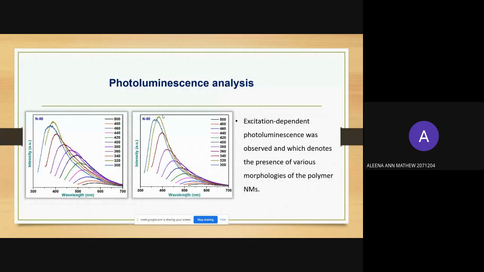So photoluminescence analysis, the spectra provides the optical properties of the material at different excited electronic states. The spectra disclose the connection between the excitation wavelength relative to its emission wavelength. Due to the absence of emission centers, non-conjugated polymers like polyvinyl alcohol are intrinsically non-fluorescent. PL emission of synthesized polymer nanomaterials in DMF has been carried out for the excitation in the range of 300 to 700 nanometer. The excitation-dependent PL was observed, which denotes the presence of various morphologies of polymer nanomaterials.